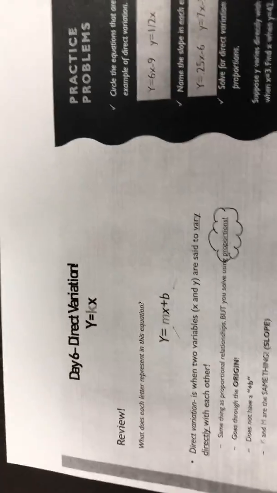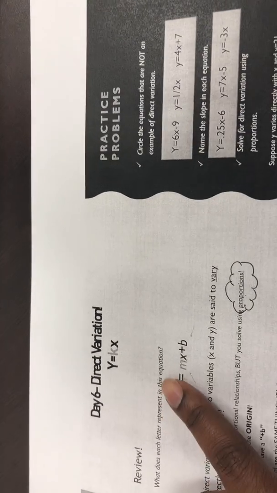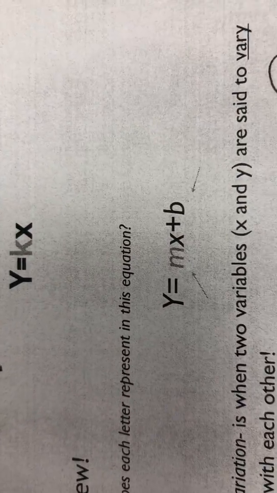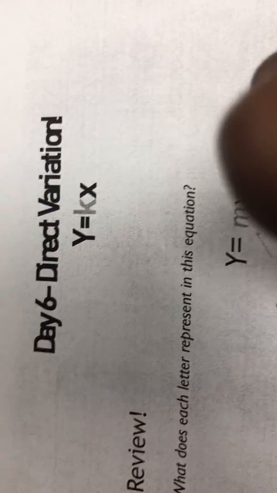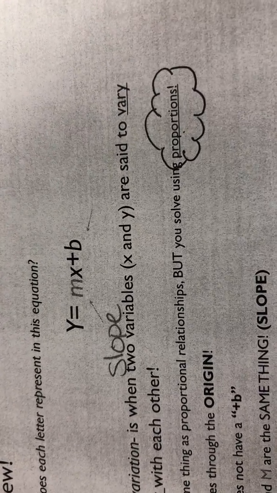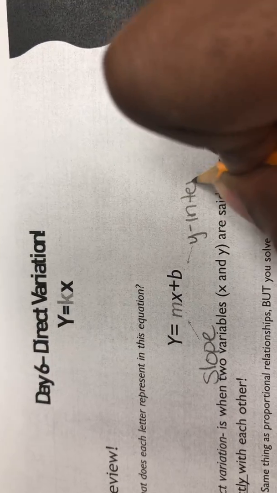So first off, I want to do a quick review right here. It says, what does each letter represent in this equation? They're really just pointing at the M and the B. What does the M mean in this equation? Always, always, always. Slope. And we have to remember, slope measures the steepness of a line. Okay, so how steep it is. The B is going to represent what's called the y-intercept.